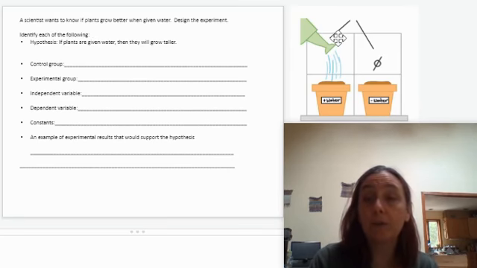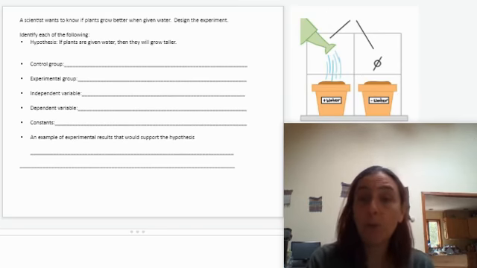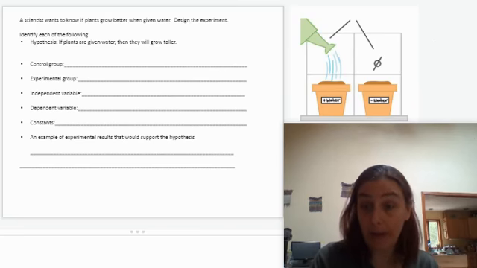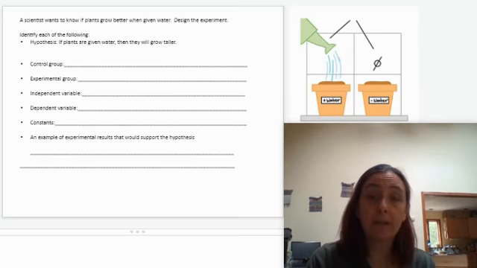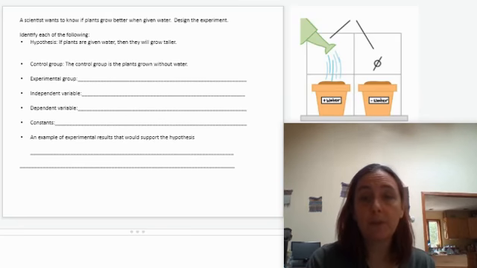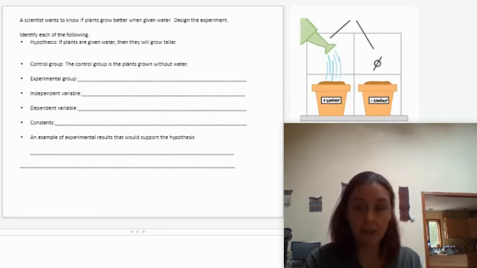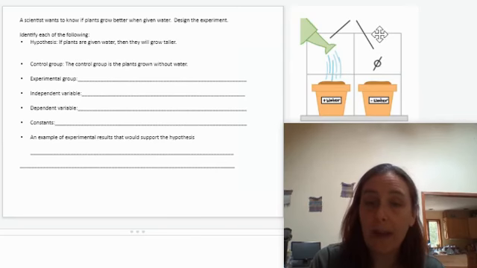So now we have to look at our setup. We've got a group with water, a group without water. Which one here is the control group? Now usually the control group is the group without the thing you're testing. So is that going to be the plants with the water or the plants without the water? The control group is going to be the plants without the water. I normally put the control group over on the left and the experimental group on the right. This picture happens to have it the reverse. That's fine. But the control group is without water.